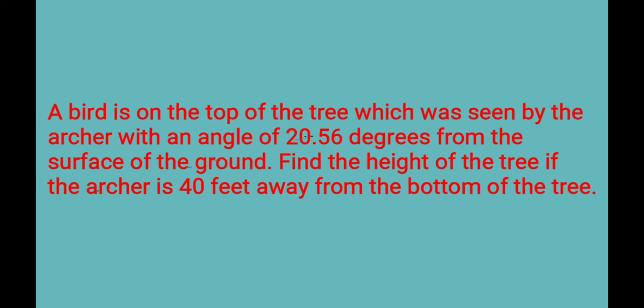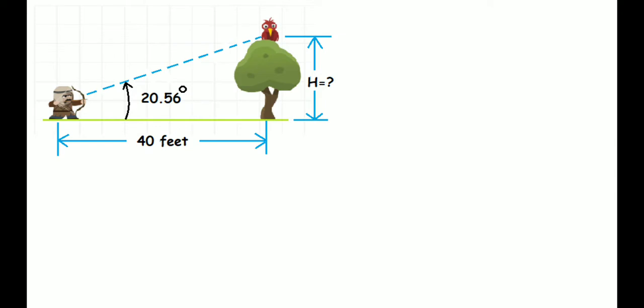Our second example, a bird is on the top of the tree which was seen by the archer with an angle of 20.56 degrees from the surface of the ground. Find the height of the tree if the archer is 40 feet away from the bottom of the tree. As shown in the picture, the bird is on the top of the tree with an unknown height having an angle of 20.56 degrees from the ground.